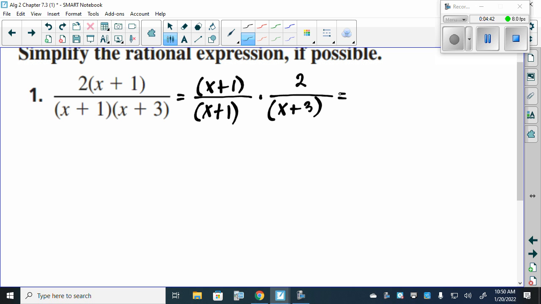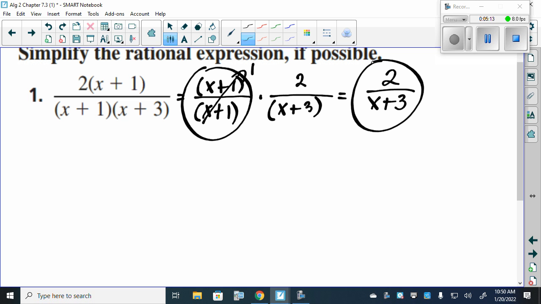Now we can think of it like this, because the x plus 1 times 2 on top split apart is still going to be 2 times x plus 1. The denominator is still the same as we had it before, x plus 1 times x plus 3. The reason I write it this way is to show that anything divided by itself is 1. It simplifies to 1, kind of cancels out. Which really just leaves us with 2 over x plus 3. And this is our answer.